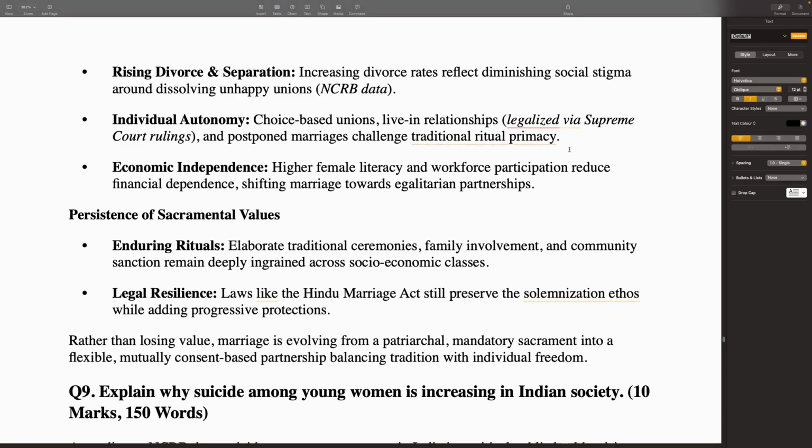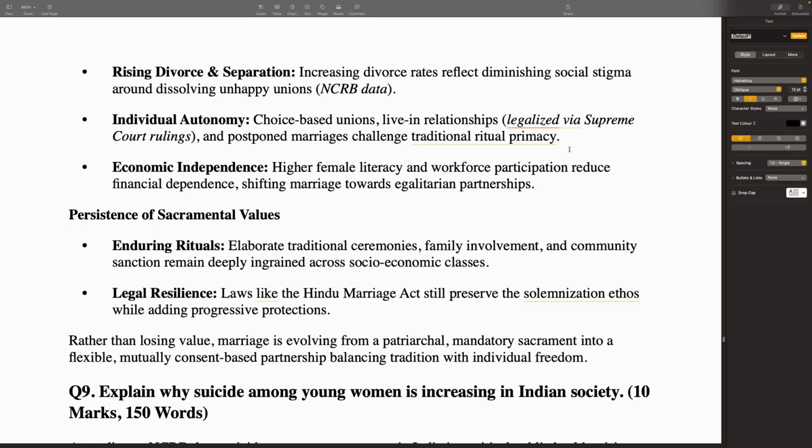Rising divorce and separation. Increasing divorce rates reflect diminishing social stigma around dissolving unhappy unions. Individual autonomy, choice-based unions, live-in relationships legalized via Supreme Court ruling, and postponed remarriages challenge traditional ritual primacy. Economic independence, higher female literacy and workforce participation, reduced financial dependence, shifting marriage towards egalitarian partnerships.